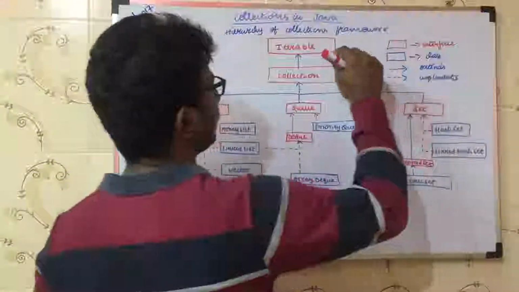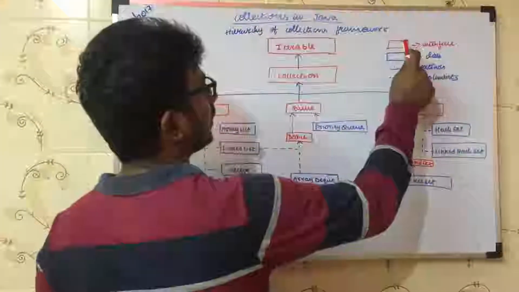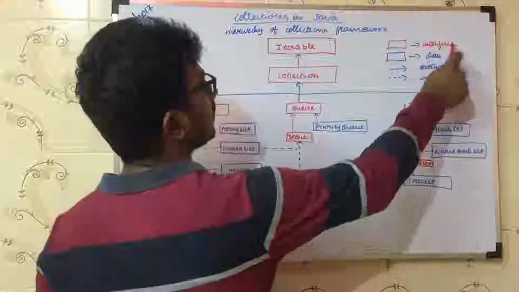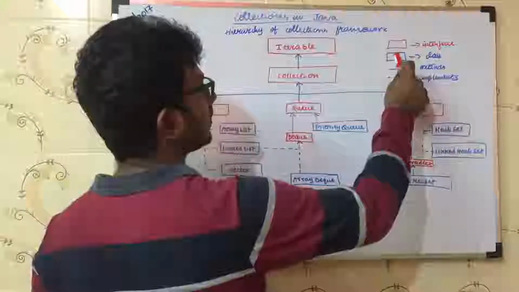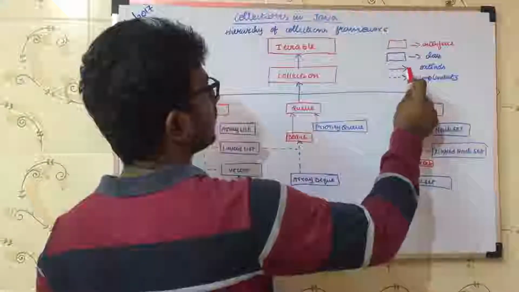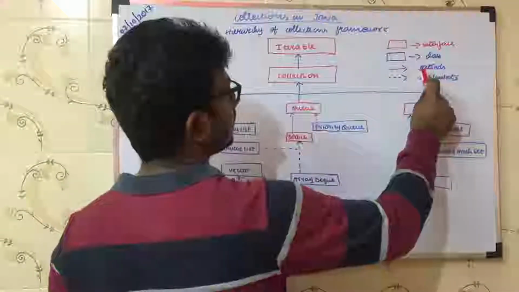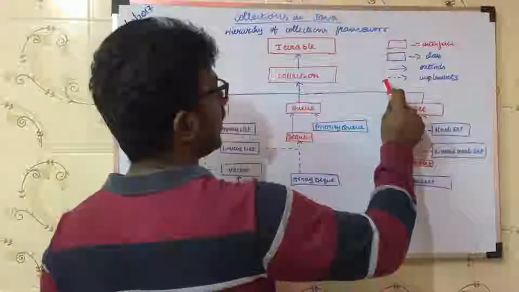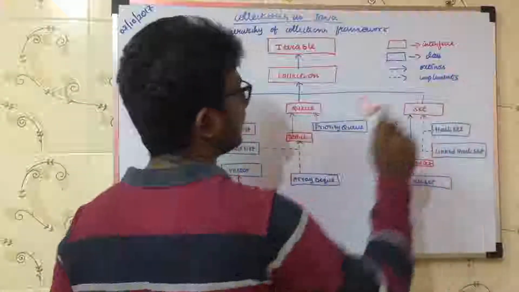This is the description of this diagram. Whatever is written inside the red box is an interface. Whatever is written inside the blue box is called a class. The continuous line describes extends, and the dotted line describes implements.